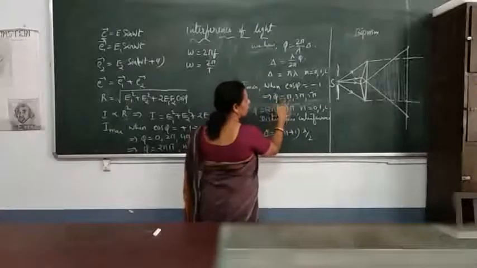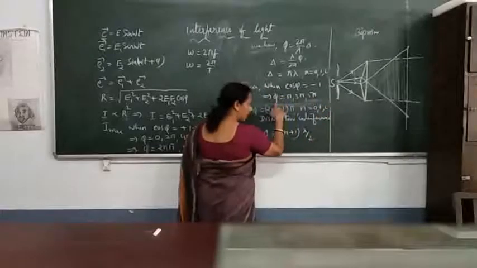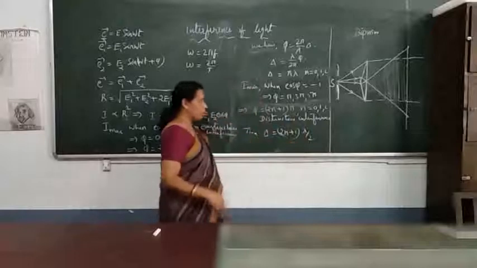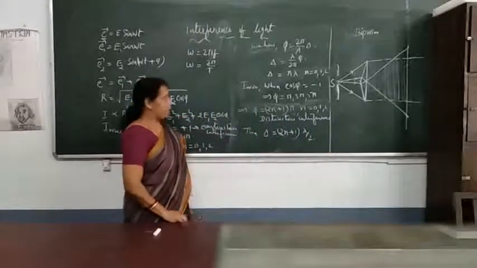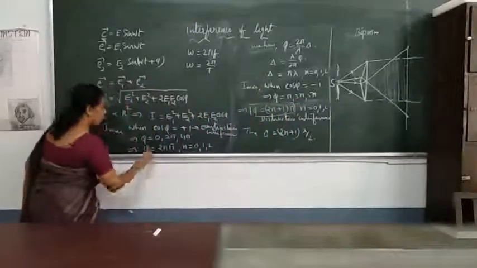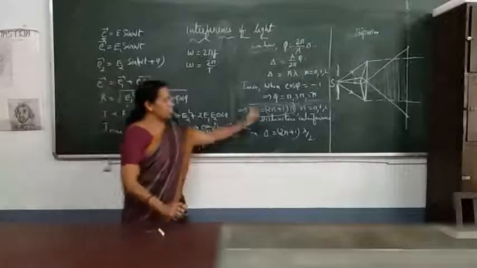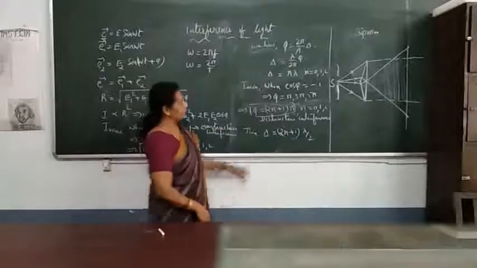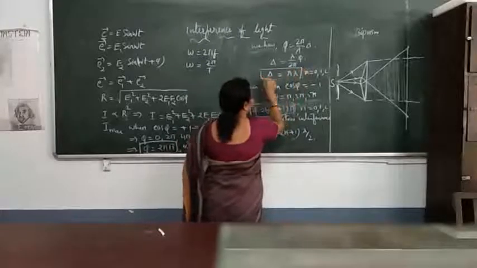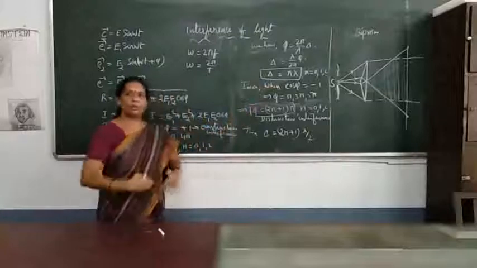There the phi values are pi, 3 pi, 5 pi and so on. For all these values of phi, cos phi takes the value -1, so that intensity becomes minimum. This is destructive interference. And these are the conditions for constructive and destructive interferences. Here I have written one more expression, that is for delta. Delta, this symbol, indicates the path difference, the difference in path between those two waves.